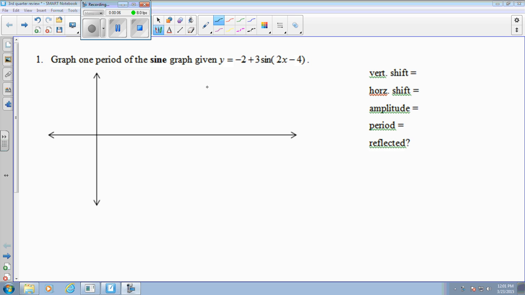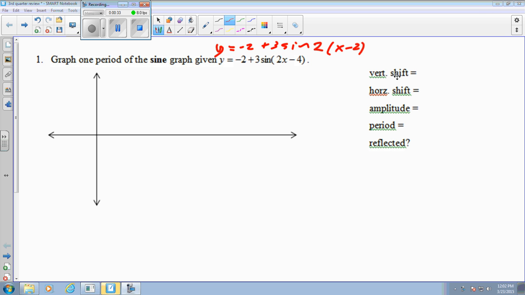Let's get started. First thing we have to do is put this in standard form. So I'm going to do some solving here. And I get -2 plus 3 times the sine of, pulling the 2 out of here, I get 2 times the sine minus 2. Now let's answer some questions and get a grid started.